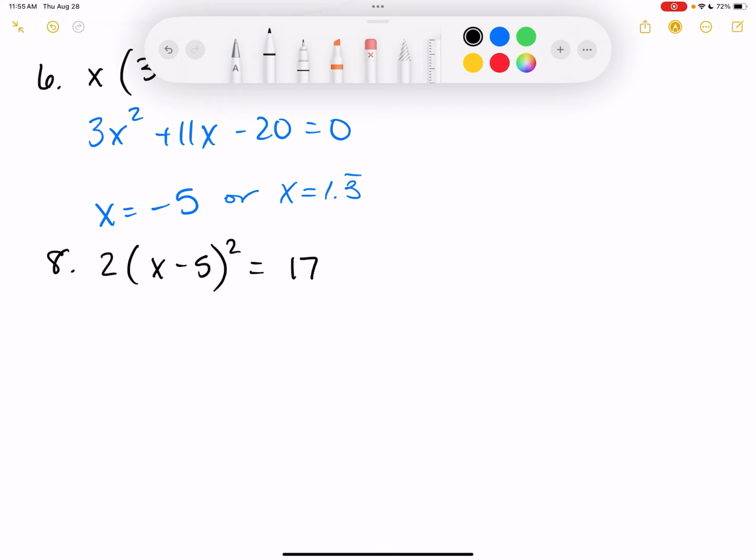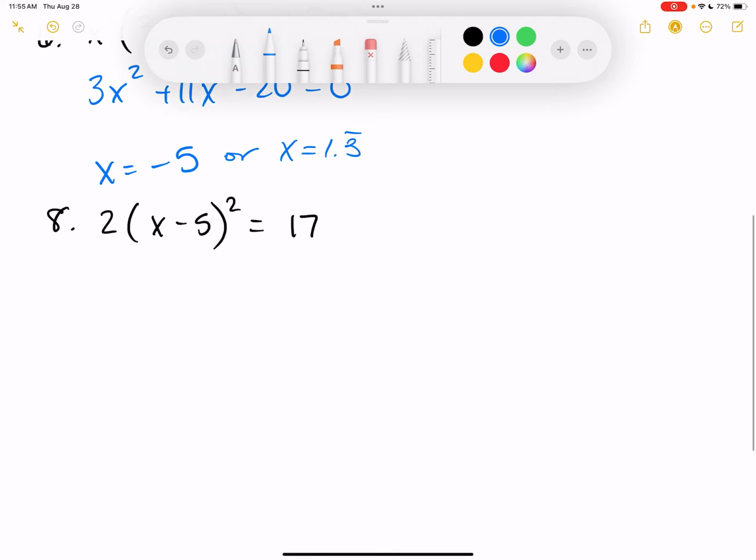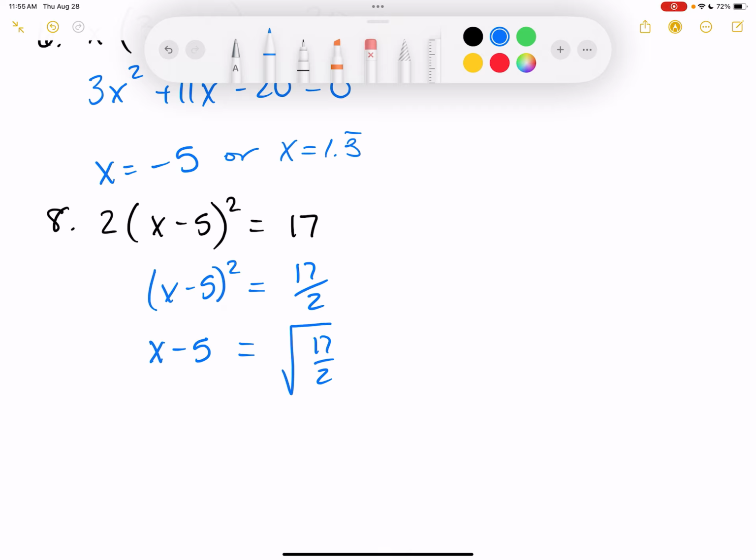Alright, so to solve, first we need to divide by 2. I can't take the square root yet because this is not completely by itself. So I've got (x minus 5) squared equals 17 over 2. Now when I take the square root, what happens? x minus 5 equals the square root of 17 over 2. What happens when I take a square root? There's 2 versions, positive and negative. Plus or minus, yes. Right.